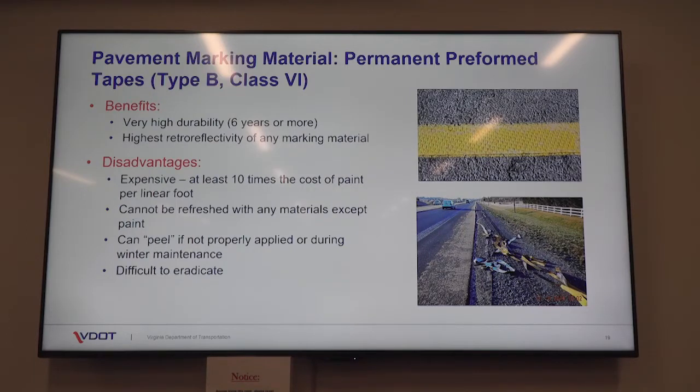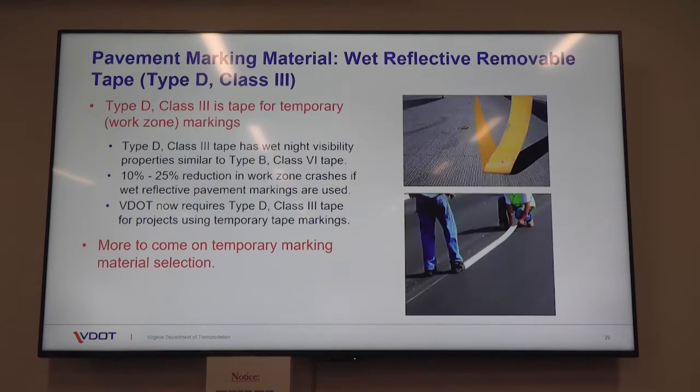So moving on, the last one that we were going to cover is the Type D Class 3, which is a lot like the B6, except this one is primarily used in work zones, and in fact it is required by VDOT in work zones, but it can be pulled right back up when you're done with it. The reason for the D3 is that it does have those wet retroreflectivity qualities, just like the B6.